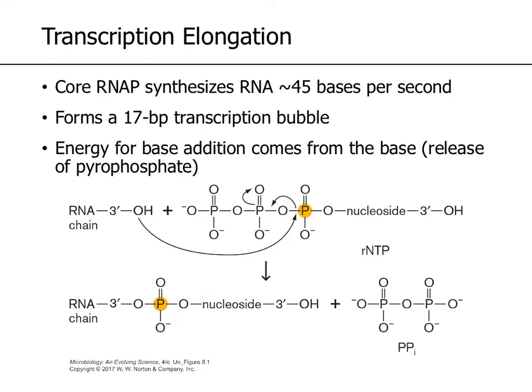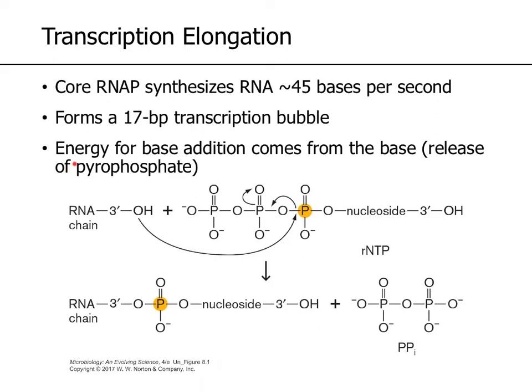Okay, so from here, it's pretty simple. It's just adding new nucleotides, right? Just reading the template strand and adding new RNA nucleotides. It does this at a rate of about 45 bases per second. So that's really fast, right? And we'll try to remember that number when we talk about translation for a couple of reasons.